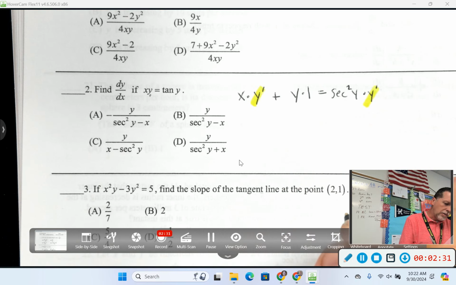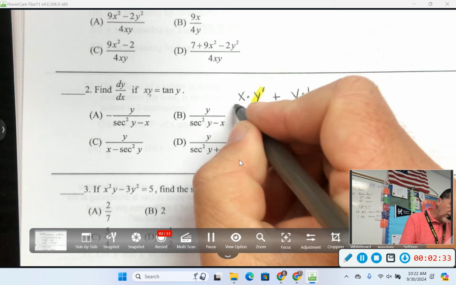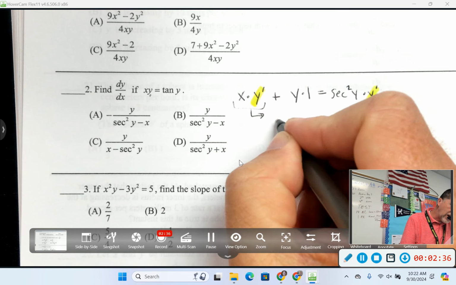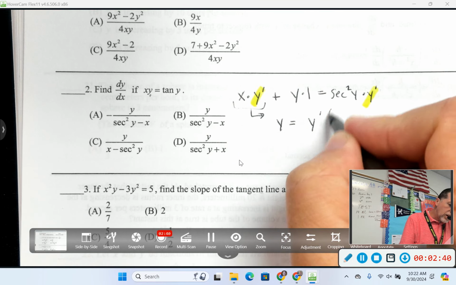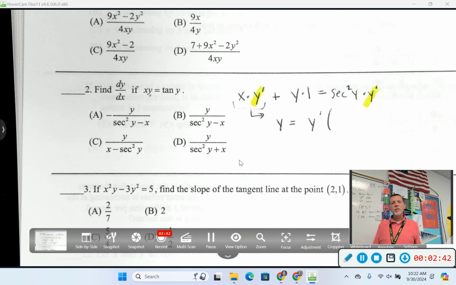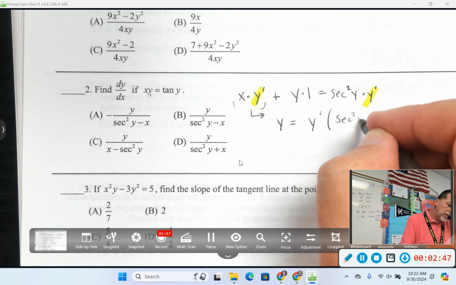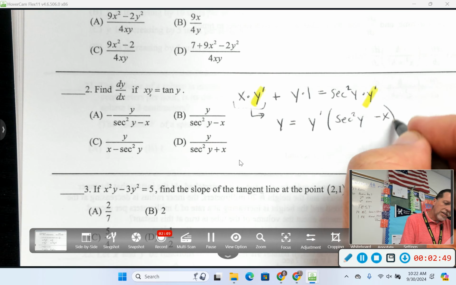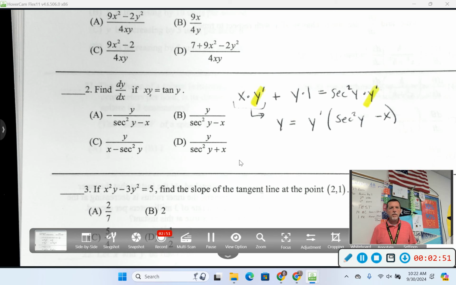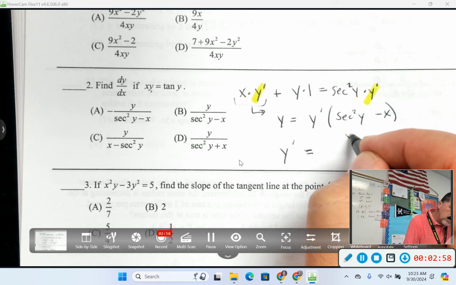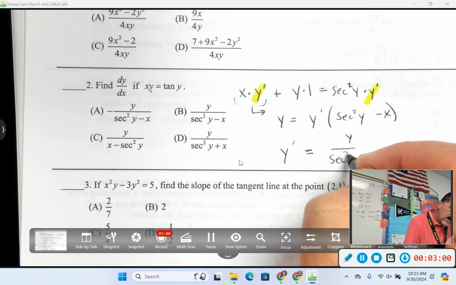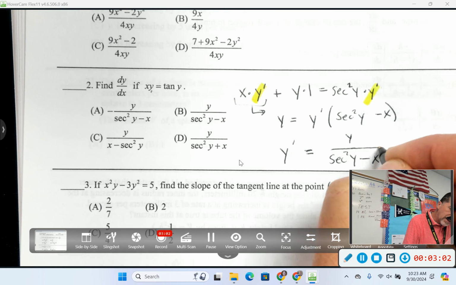So let's see, how do I want to do this? I guess the easiest way would be to move this guy to the other side. So y equals y prime times secant squared y minus x. I'm going to do 2 steps at once. I'm going to move it over and then factor out the y prime. And then I'll divide by all of that. So y prime equals y over secant squared y minus x.